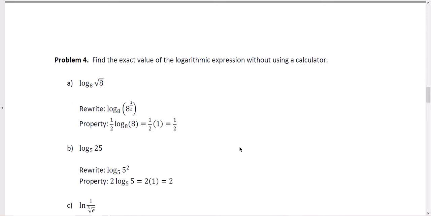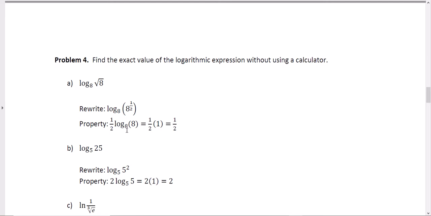All right, so we could use this to find exact values of logs without using a calculator. And I know you still want to grab the calculator and make sure, but check it out. It's not that bad. Log base 8 of the square root of 8. Now, we're going to rewrite that. The square root is the same as the 1/2 power. But a power raised to a power, a logarithm that has a power on it, we can move that in front. That's the power property. And that's 1/2 log base 8 of 8.